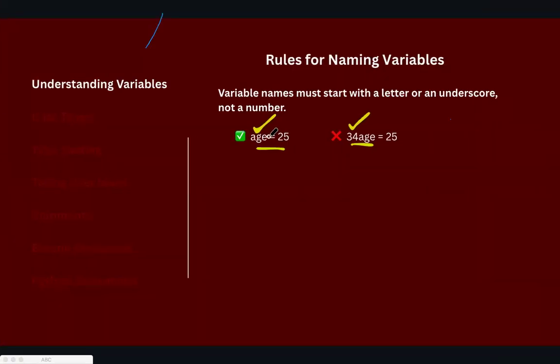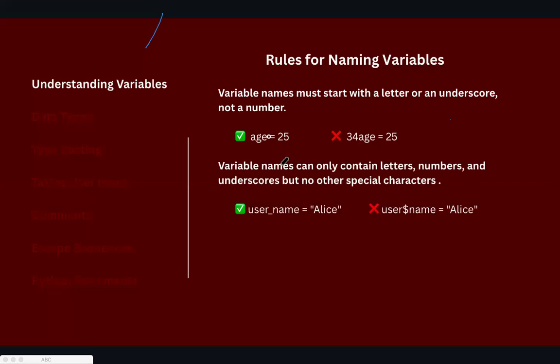And then the second rule is variable names can only contain letters, numbers, and underscores, but not any special characters other than this. So, as said, you can include letters, you can include an underscore, and you can also include numbers in between the letters, but you cannot include any other special characters to name a variable.